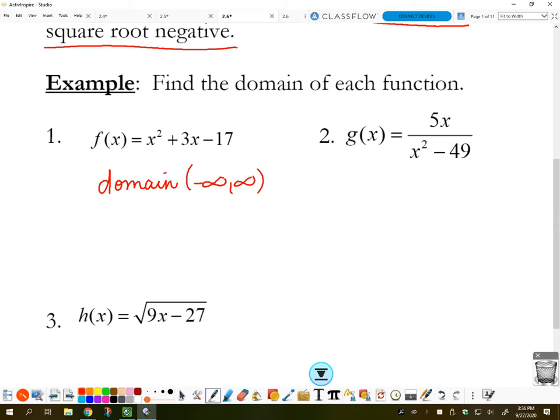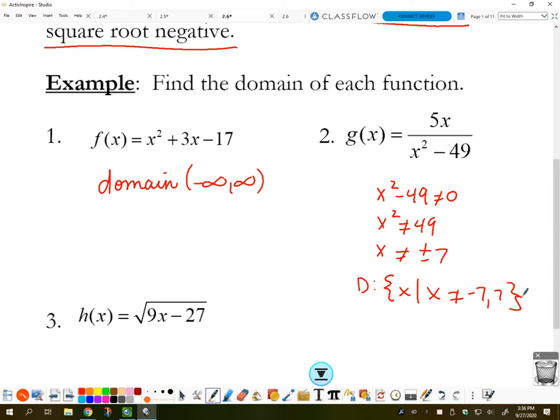All right, if you look at number 2, then you realize that there's a denominator, so I can't have 0 in the denominator. So to figure out what the problem is going to be, you set that equal to 0. You're saying that we can't do that. So x squared can't be 49, which means x cannot be positive or negative 7. So the easiest way to write your domain this way is if you do set builder and you say you want x is such that x is not negative 7 or positive 7.